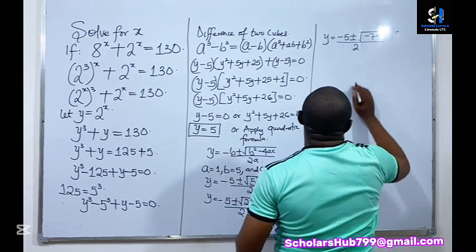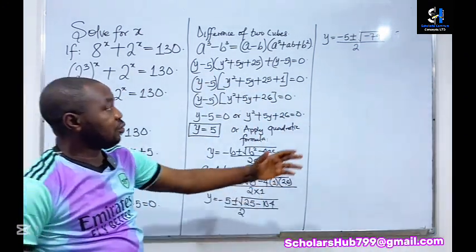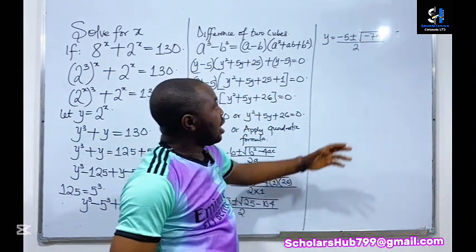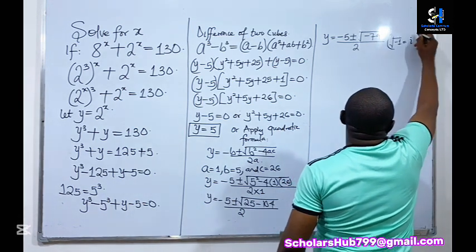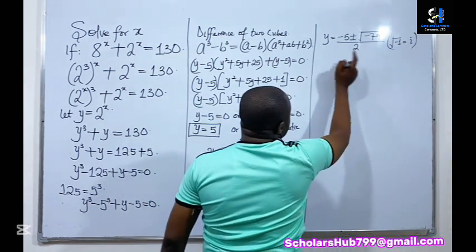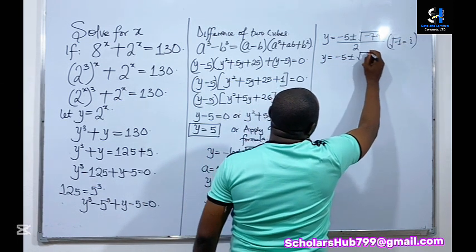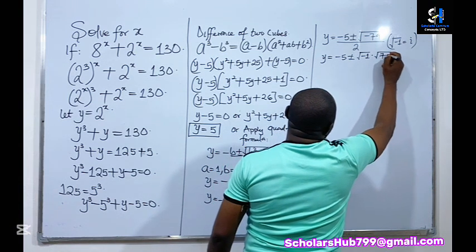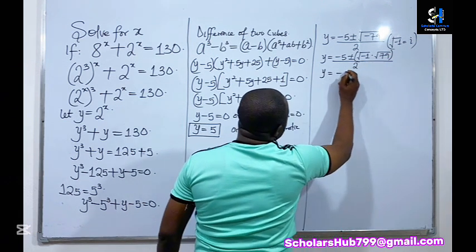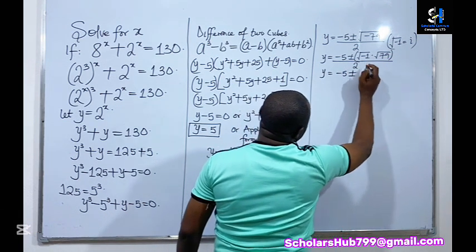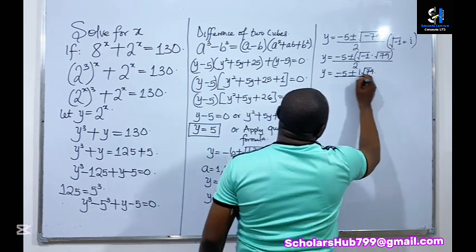Divided by 2. Now, here we have a complex root because of root minus 79. And of course, we know that root negative 1 is the same thing as the imaginary number, and that is iota. That will be y equals negative 5 plus or minus root negative 1 multiplied by root 79, divided by 2. So that y will be equal to negative 5 plus or minus i root 79 divided by 2.